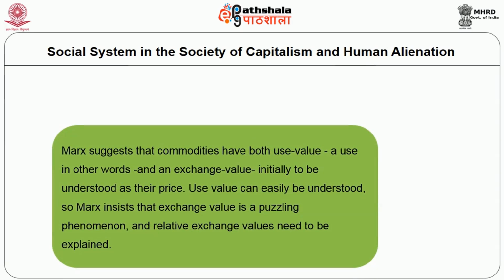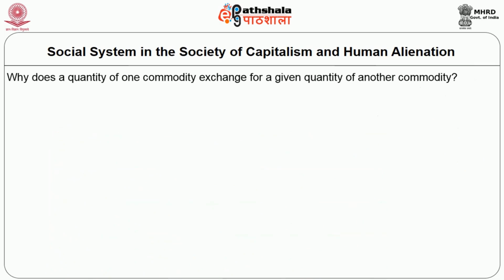Marx suggests that commodities have both use value, a use in other words, and an exchange value, initially to be understood as the price. Marx insists that exchange value is a puzzling phenomenon and relative exchange values need to be explained. Why does a quantity of one commodity exchange for a given quantity of another commodity?